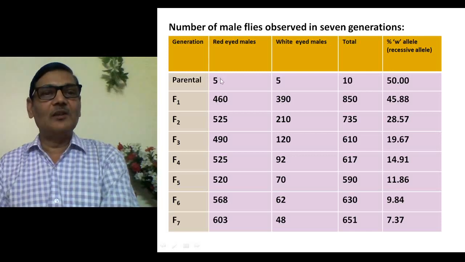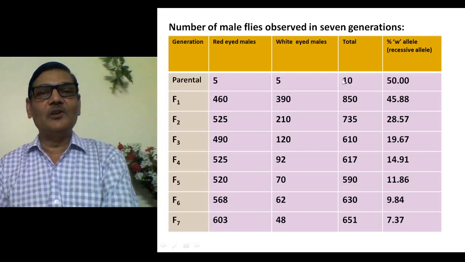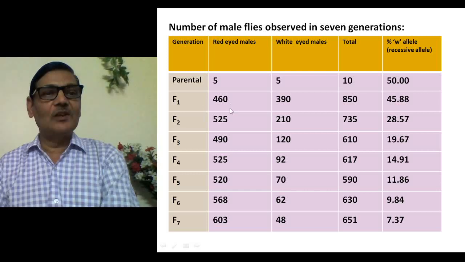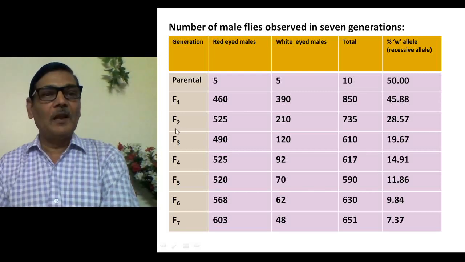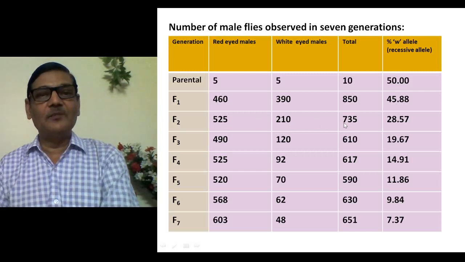Another point is that in the parental population we took 5 red-eyed males and 5 white-eyed males. So out of 10, there are 5 white-eyed males, so its frequency is 50%, or you can say 0.5. So the frequency of this W allele is 50% here. Then, as I just said, in the F1 generation the percentage of W allele is 45.88.